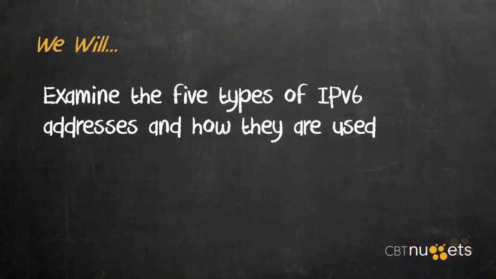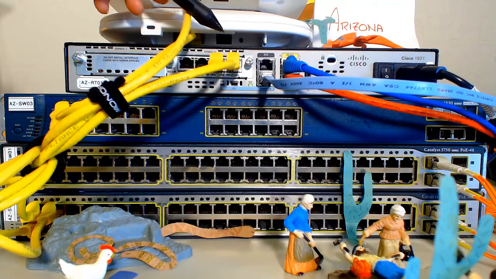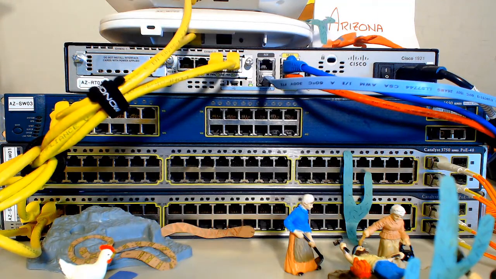By the time we're done here, we will examine the 5 types of IPv6 addresses and see how they are used. So what I'd like to do is pick up where we left off in the previous nugget. I had set up one of our routers, our Arizona router, with a loopback IP address. The primary reason I did that was to show you how we can shorten the address, because the Cisco router does it for us. Then we can talk about the rules on how we did that.